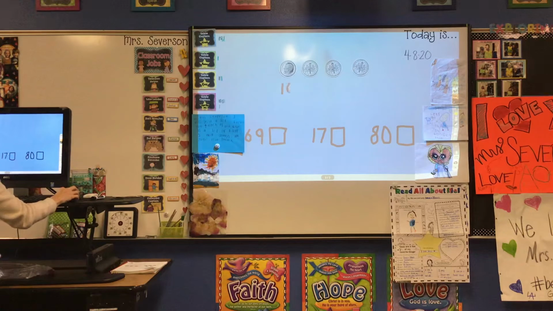So we're going to go 10, 20. Looks like a Z, huh? Let me change that. 20, 30, and 40. And remember, when you're talking about money, you want to go ahead and put that cent sign in, like this. So we have 10, 20, 30, and 40 cents. 40 cents. Good job.